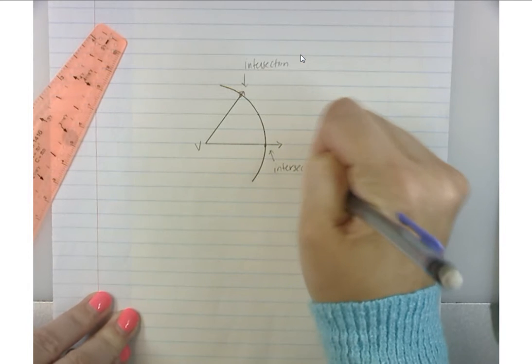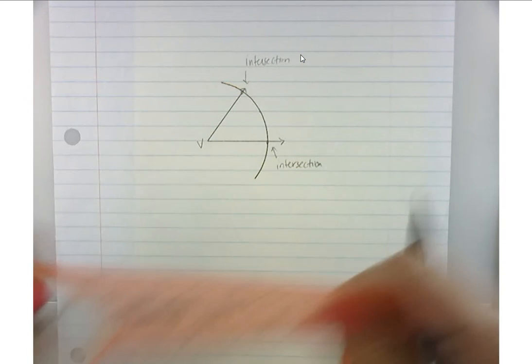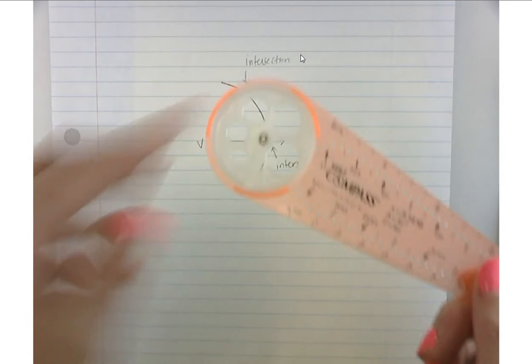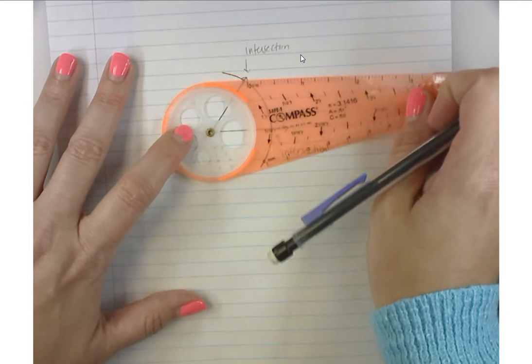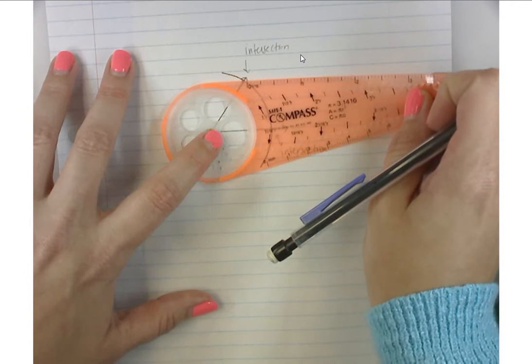Okay, so now what you're gonna do is you're gonna take your compass. You are gonna position that gold ring so it's at the vertex of your angle. And then you wanna hold that with your finger.